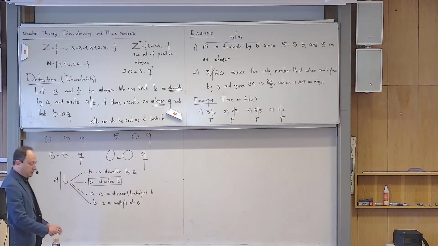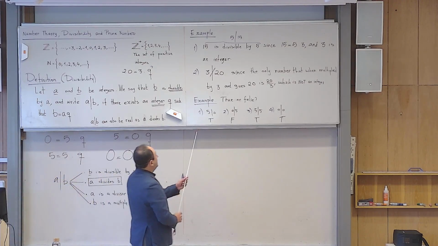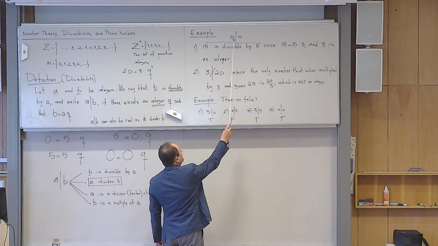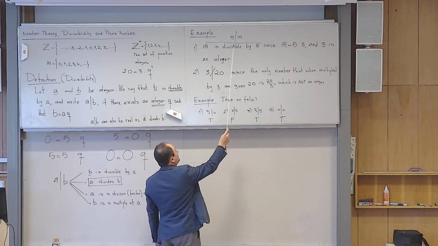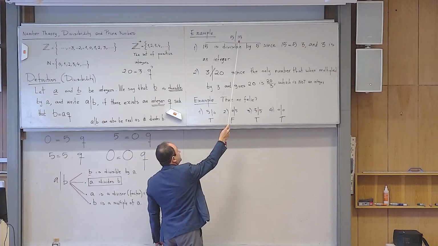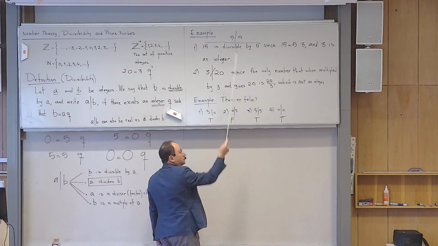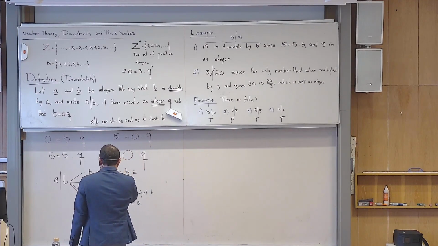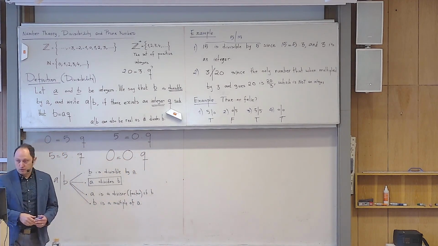So for example, here I can say 5 divides 15. 5 is a factor of 15. 15 is a multiple of 5. This is reasonable, yes? Okay, so let me ask you some questions now.